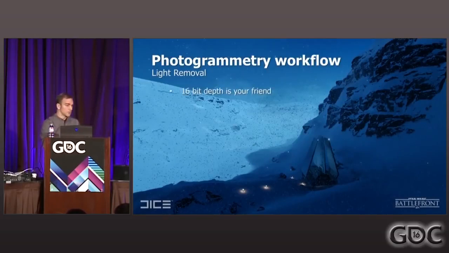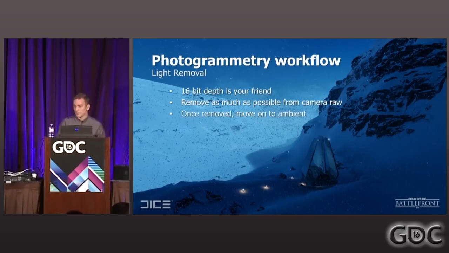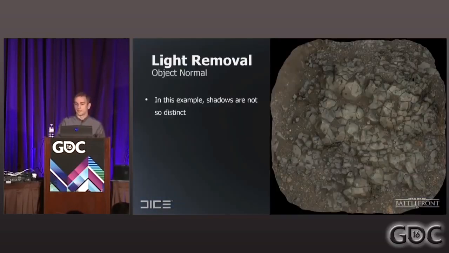To go into the light removal process a little bit, 16-bit images are your friend. There's just that much more color information for you to use. With the Photoshop Camera Raw plugin, there's actually a shadow removal slider, which is fairly effective in a lot of cases. It's not perfect all the time, but it will get you a bit of the way there. Once you remove the shadow, then you can move on to the ambient light, and as I said, object space normal maps for that. I'll show how this actually works.